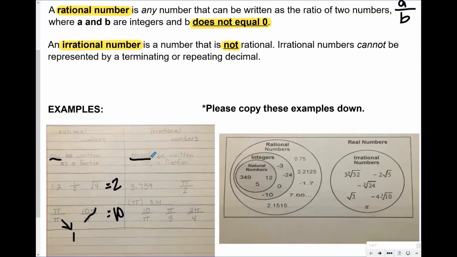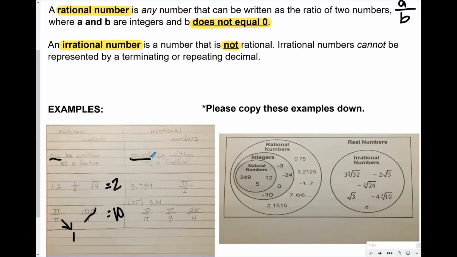Then I have some symbols down here. You got 3.759, and so on, which is a decimal. That's not a whole number, so it's an irrational number. Then you have pi over 2, which will give you some decimal points. Not rational, and that's not a whole number, so that's irrational.